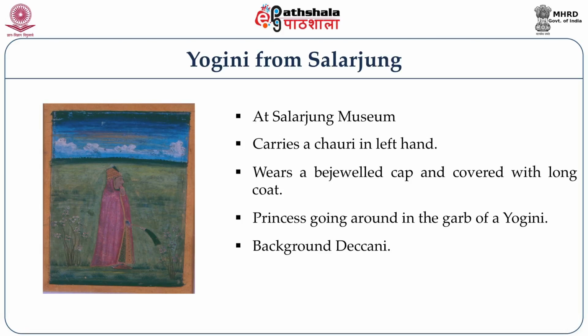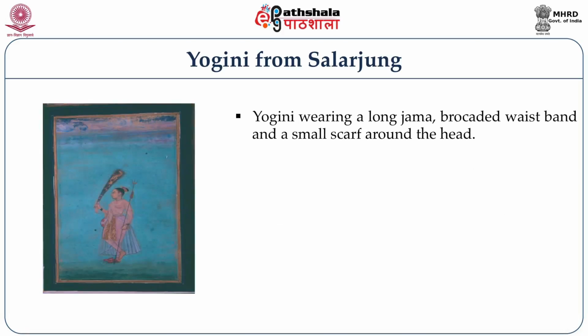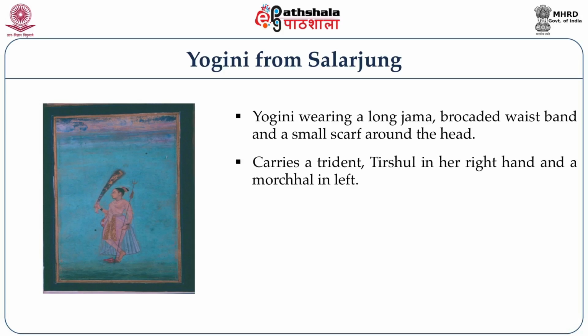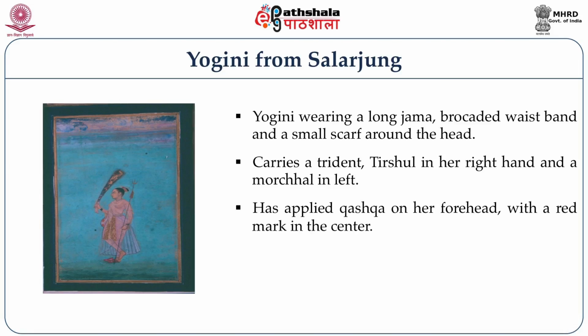Deccan in this painting. Another interesting painting is of a yogini from Salarjung who's wearing a long jama, brocaded waist, and a small scarf around her head. She's carrying a trident, a trishul, in her right hand, and there is a morchal in her left. She has applied kashka on her forehead with red marks in the center. And most probably this yogini is associated with Shaivism.